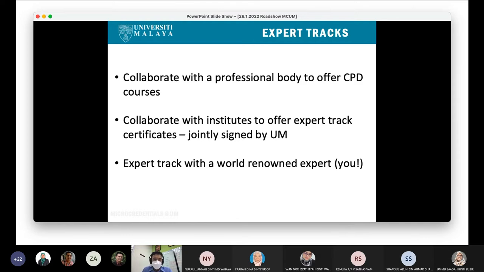or you are a professor in any specific field and you are a world-renowned expert, and then you can actually create a course that is endorsed by you as the expert in whatever field. For example, sustainability or those kinds of expertise that you are well known for.